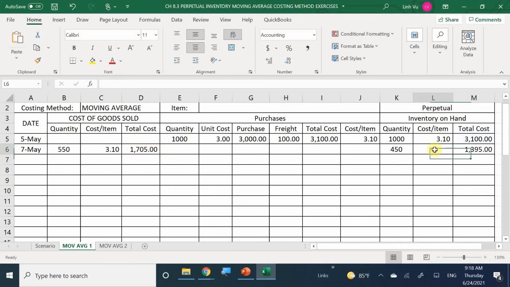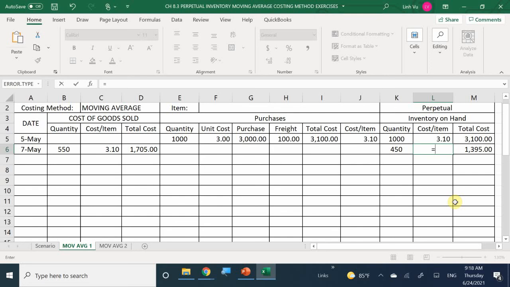$13.95, right? And right here, let's now calculate my average cost per item because in this case I have a new quantity and a new total cost. So here, I'm going to take my $13.95 and divide it by my 450. What is my average cost per item here? 3.10. 3.10, right? Because in this case I'm only dealing with one batch of inventory. It shouldn't change, okay?